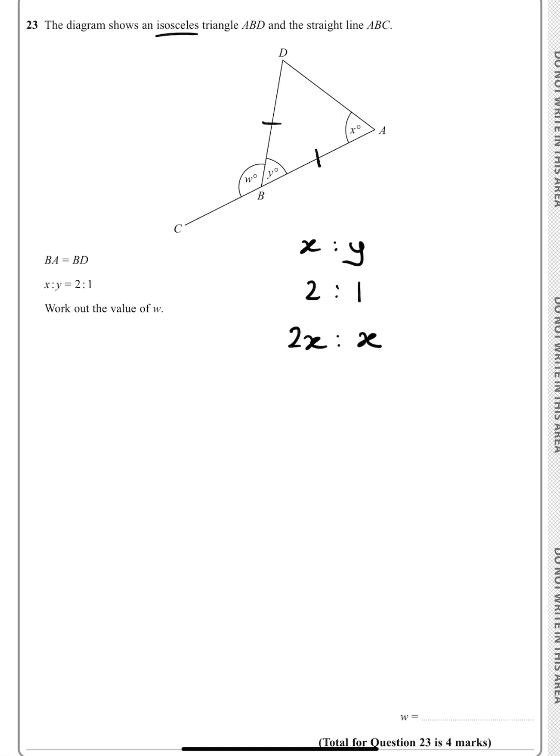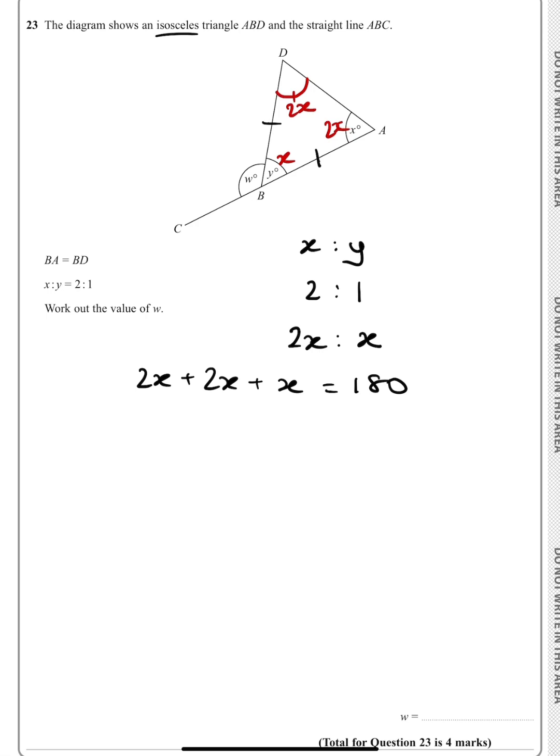So what we can now do is label that on our diagram. So we call this 2x, this would be x, and actually angle D here would also be 2x because the base angles in an isosceles triangle are the same, or in other words, the angles opposite the sides that are equal are the same. Now we need to find the value of x. So we know that angles in a triangle add up to make 180. So if I've got 2x plus 2x plus x, that's all going to equate to make 180 degrees because there's 3 angles in the triangle.